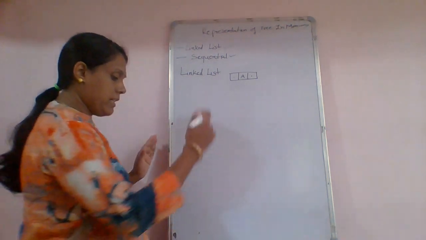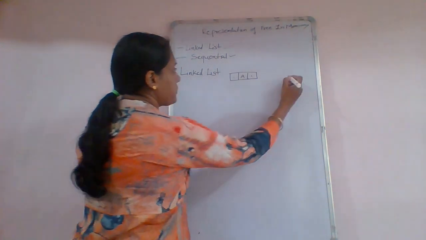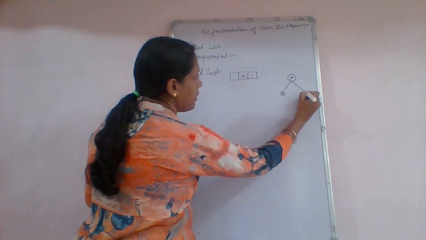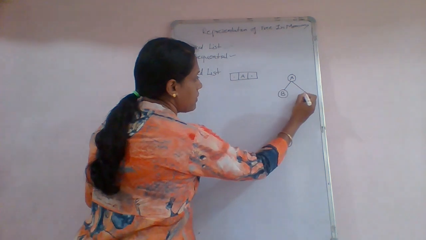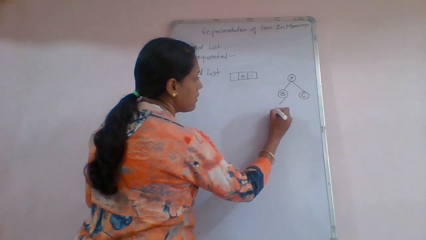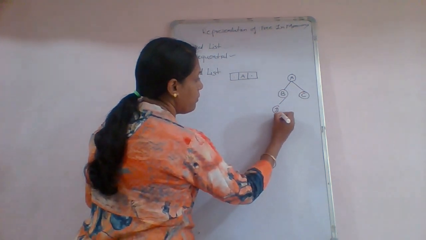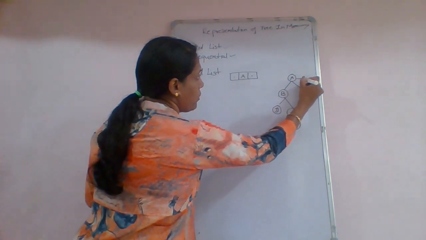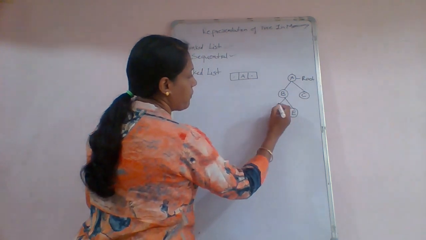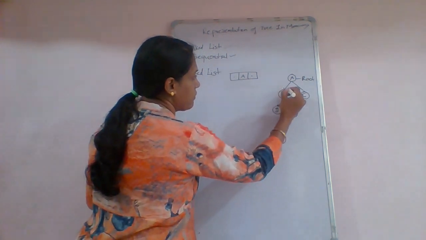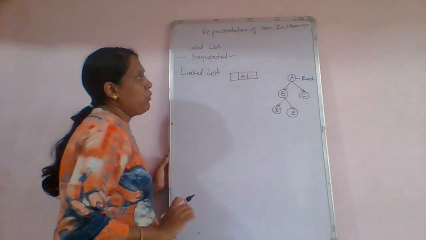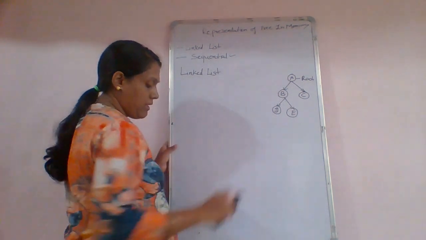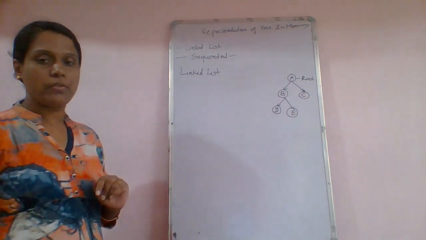So we'll see an example. Suppose A, from A two children are there. From one of these, again one more child is there. So this is the root of the tree. If you want to represent these in memory by using the linked list, then how can we store them?